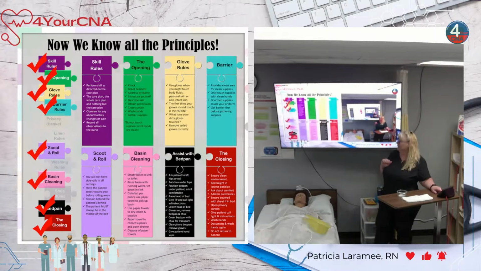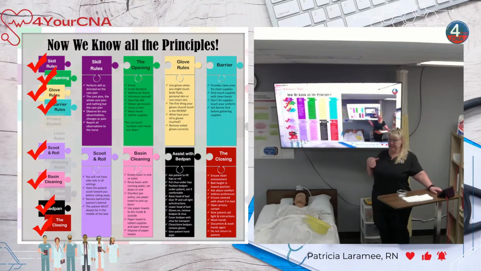Not a hard skill. Put the chucks underneath them. Put the bedpan on the chucks. Elevate the head of the bed. Give them the call light and toilet paper. Wait. Lower the head of the bed. Pull the bedpan and chucks out together. Wrap the chucks over the bedpan. Go to the bathroom. Clean it. Dry it. Store it. Put it away. Right? Take your gloves off. Give them a hand wipe. Collect it with a paper towel. Do your closing. That's the whole skill.